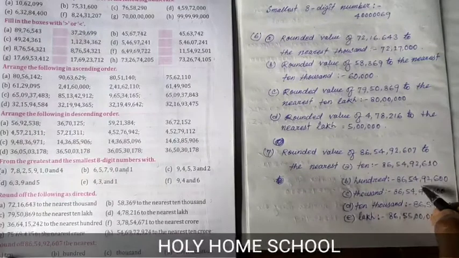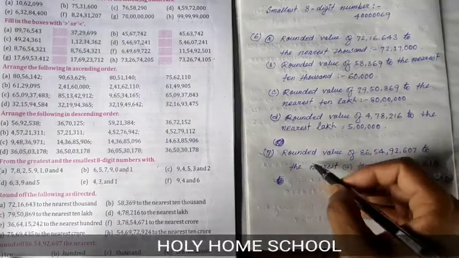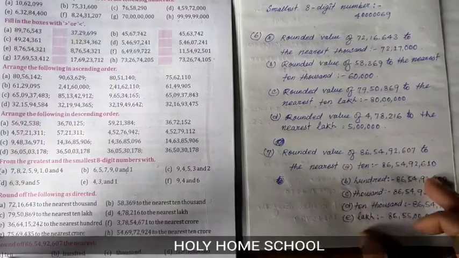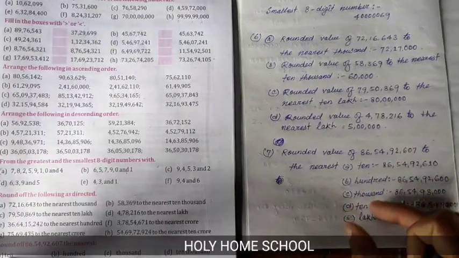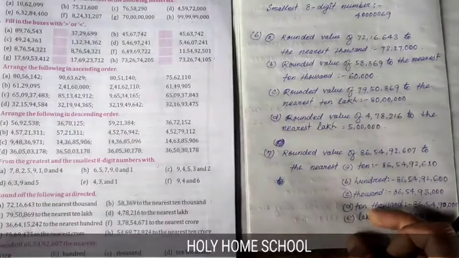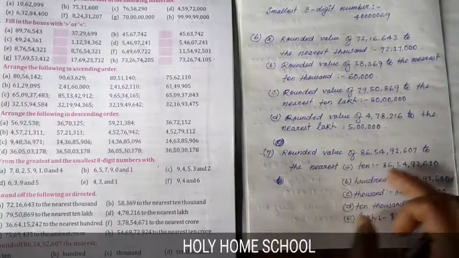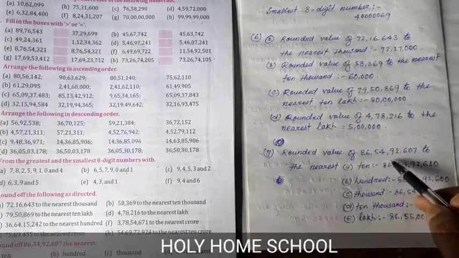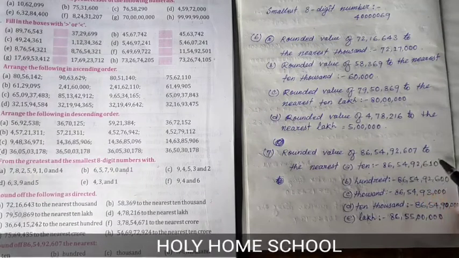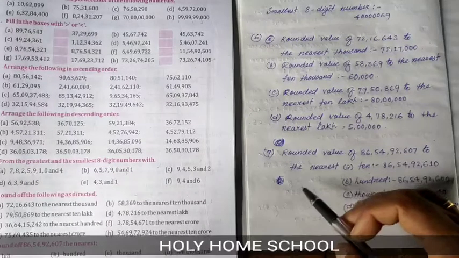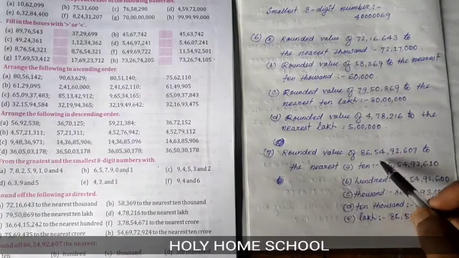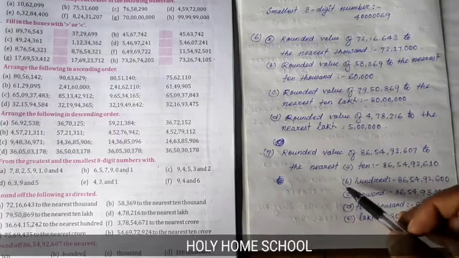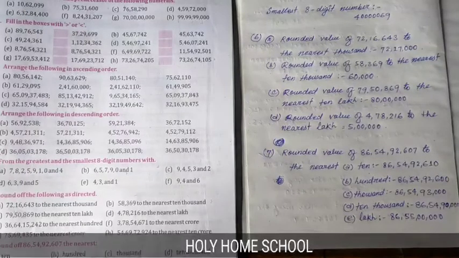To the nearest 100, you will write in such a way, not what I wrote here. You will write all the questions separately. Rounded value of 86 crore 54 lakh 92,607 to the nearest 10. Again you will write rounded value of 86 crore 54 lakh 92,607 to the nearest 100. Right, in such a way you will write.